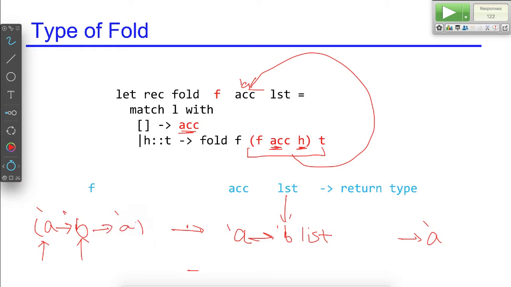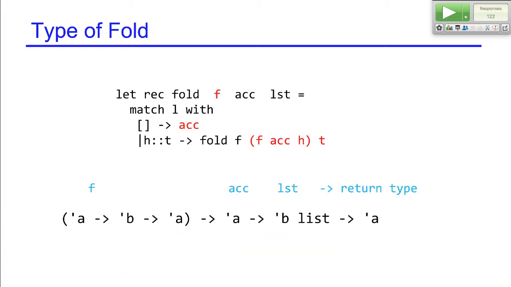I know this can be confusing, because this red part, this result, I'm using as an accumulator for the next recursion call, the next iteration, so that's tick A. That means this whole return type is tick A. So if we put it together, it takes a function that takes two arguments, A and B, and returns tick A. It takes an accumulator tick A. It takes a B list. And then it just takes one item from the list, combines with A, fold, fold, fold. At the very end, it returns one single type, tick A.